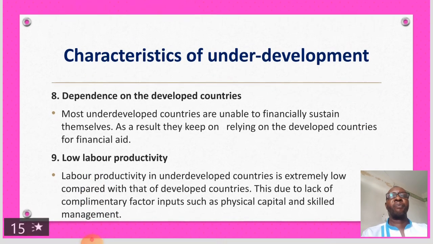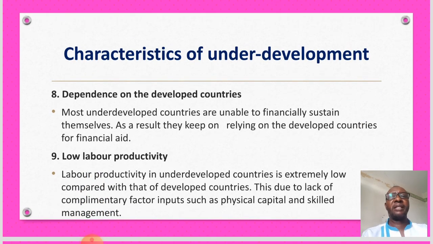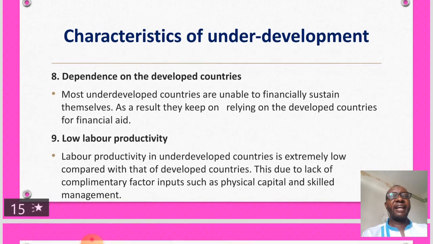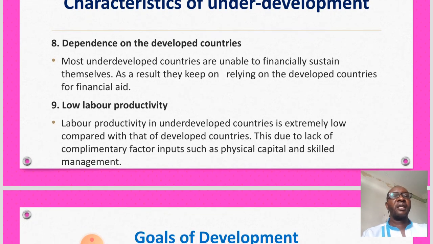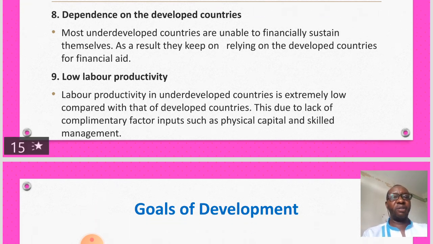And number eight, dependence on the developed countries. Most underdeveloped countries are unable to financially sustain themselves. As a result, they keep on relying on the developed countries for financial aid. Number nine, low labor productivity. Labor productivity in underdeveloped countries is extremely low compared with that of developed countries. This is due to lack of complementary factor inputs such as physical capital and skilled management.